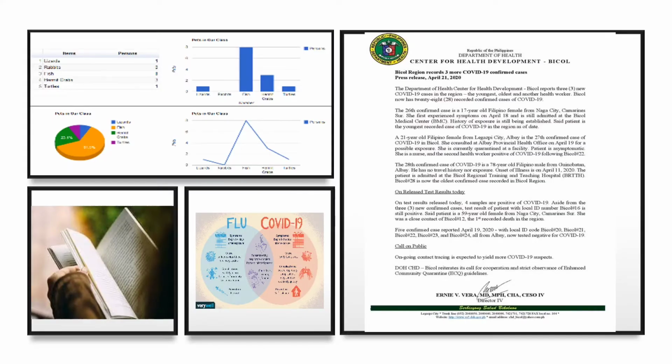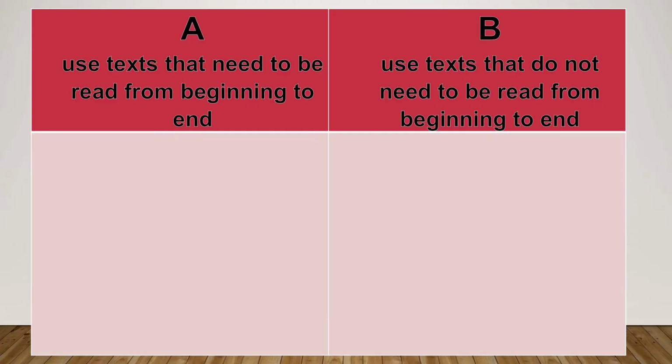Let us have another activity. You are going to group the following pictures according to their similarities. Connect the picture to its appropriate group. Each group is labeled as A, which are the pictures that use text that need to be read from beginning to end, and B, which are the pictures that do not need to be read from beginning to end. You can make use of this table as your guide in grouping the pictures according to its content.